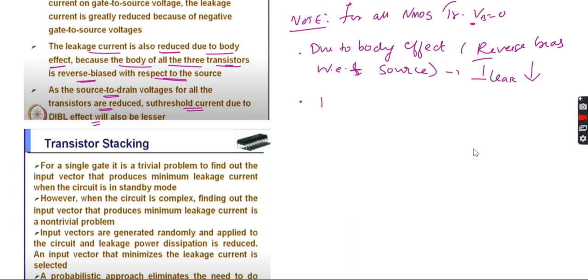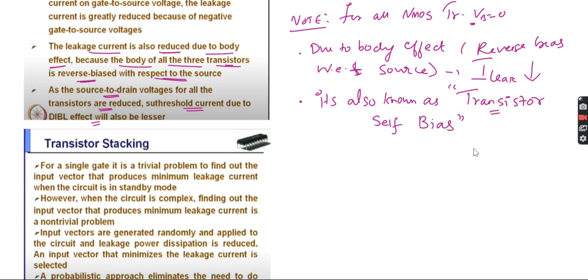Next, we want to say that this transistor is also known as transistor self bias. Why? Because it is taking self bias, self voltage, because your bulk is connected to the source. So it is taking self biasing voltage. That is why we can say this is self bias.